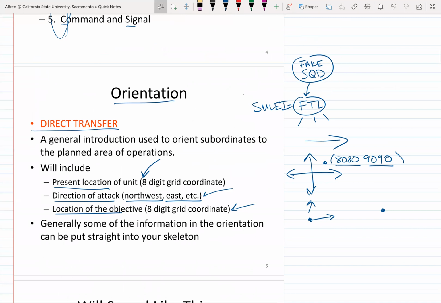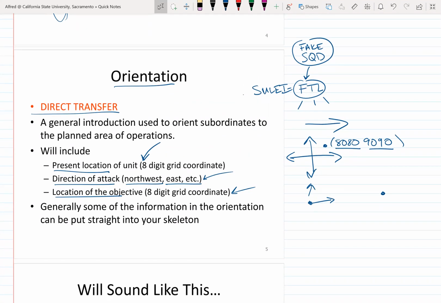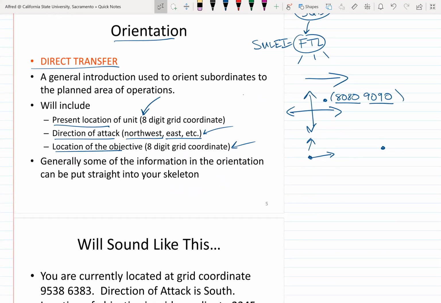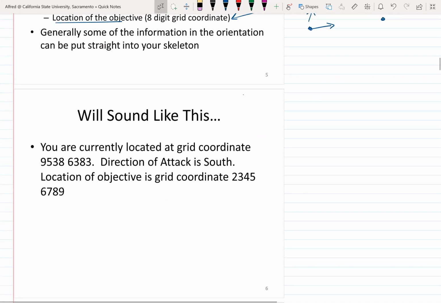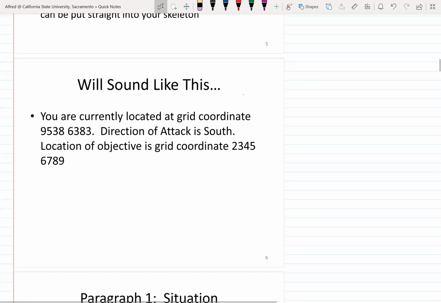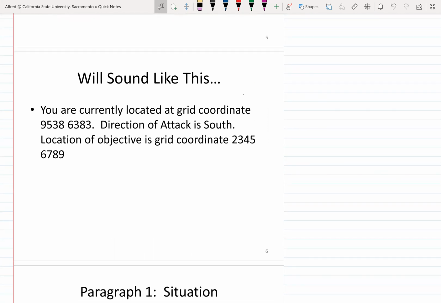Okay, so for your orientation, present location, direction of attack, location of objective, and key terrain and features, here's what it sounds like. You're currently located at grid coordinate 9538-6383. Direction of attack is south. Location of objective is grid coordinate 2345-6789. And you don't have to repeat that, but we'll go over that later. So you just go over that right there, and you're supposed to only repeat grid coordinates.